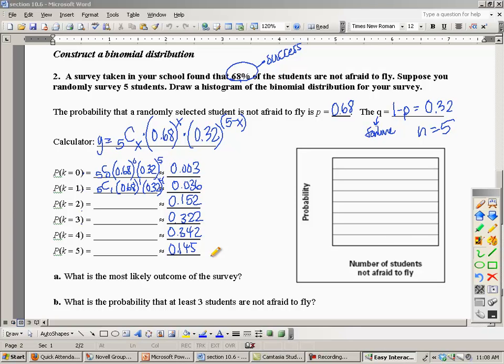Now, we did this as x is the number of students who are not afraid to fly, and the probability of x. This is kind of our table, where here's our x, and here's our probability of x. Now, you'll notice these don't go up in nice numbers like our last one did, so we got to kind of figure out how to make this work. It looks like I need to go up to 0.4. And so here's what I'm going to do. I'm going to make this 0.1, 0.2, 0.3, 0.4.